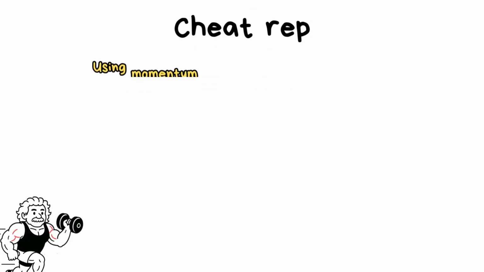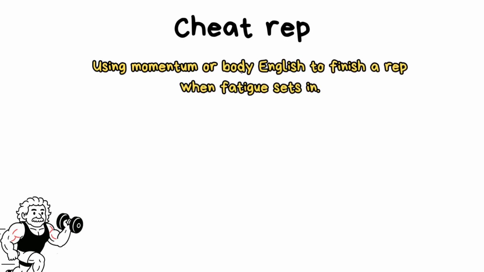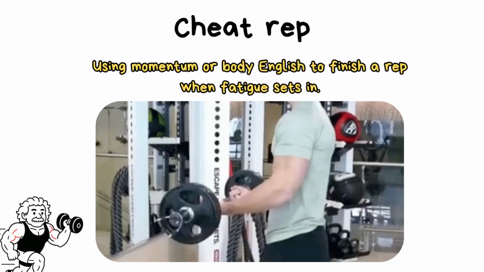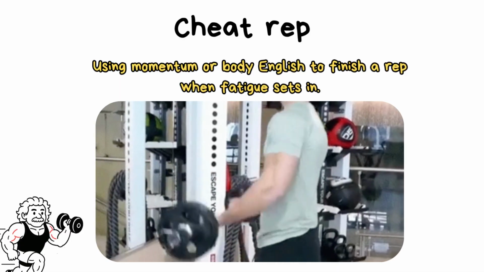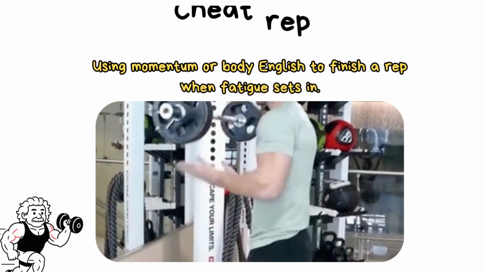Cheat rep. Using momentum or body English to finish a rep when fatigue sets in. Example, rocking your back to curl the dumbbell. Sometimes okay for a final push, but don't make it a lifestyle.